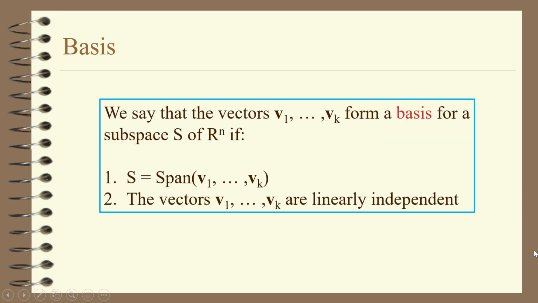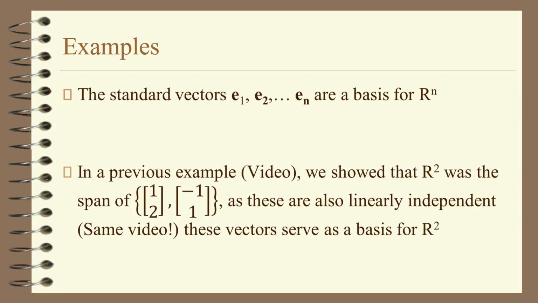So from now on, we're going to say that a finite set of vectors, v1 through vk, is called a basis for a subspace if, first, the space is spanned by those vectors, and second, those vectors are linearly independent. Now you need some examples of bases that you've already seen.